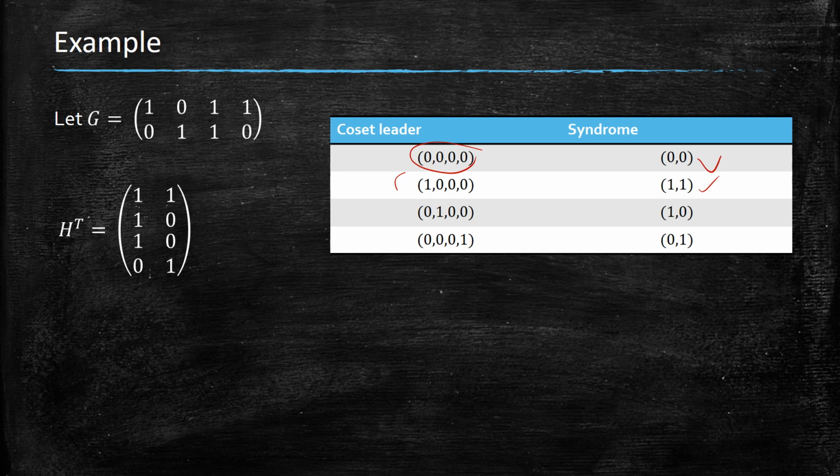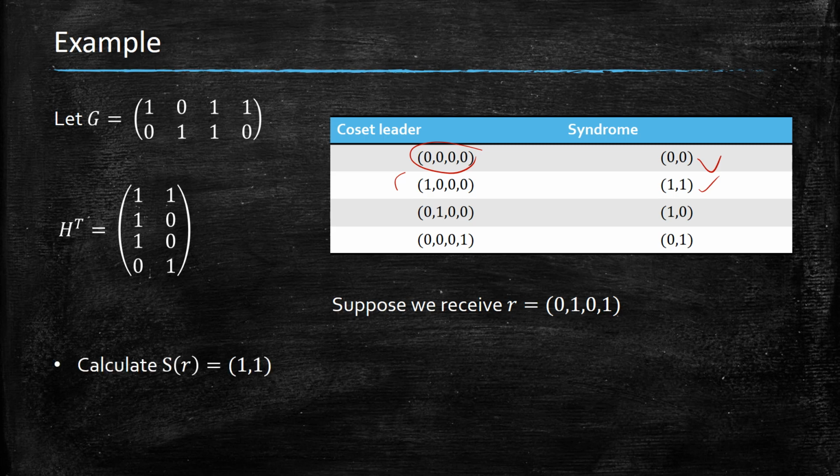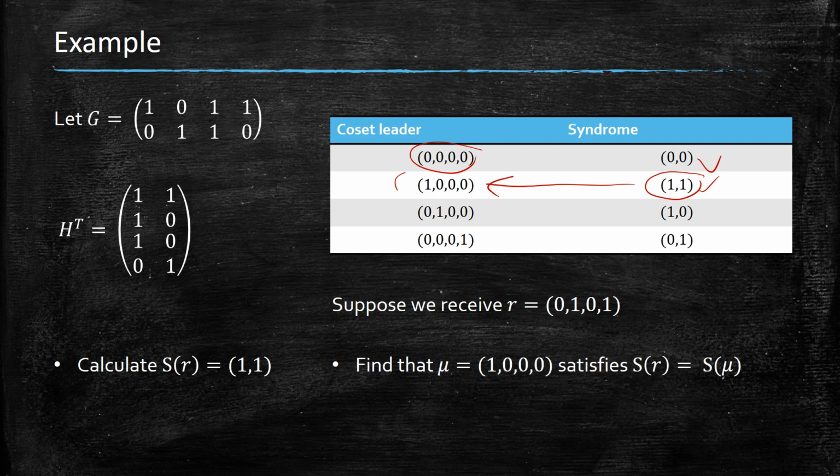That doesn't matter, so we keep this. Suppose we receive the vector R as 0, 1, 0, 1. We calculate its syndrome, which is 1, 1, and it corresponds to this entry, which gives the corresponding coset leader. So we find that mu equals 1, 0, 0, 0 is the coset leader of the coset of R. And we return R minus mu, which is the closest code word in C to the received vector R.